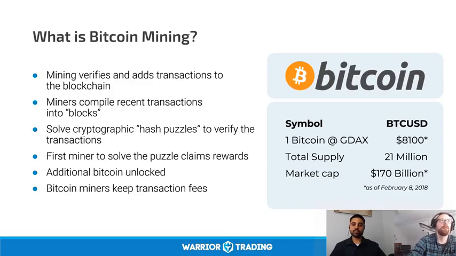Once the miner successfully completes the puzzle, their block is added to the blockchain and they can claim their rewards, which includes Bitcoin itself and the transaction fees that are associated with the block that they verified. Once all 21 million Bitcoin have been mined, miners are no longer going to receive Bitcoin as a reward, but they will still be eligible to receive the transaction fees associated with the block they mined, which is still going to give them incentive to continue operating the network.